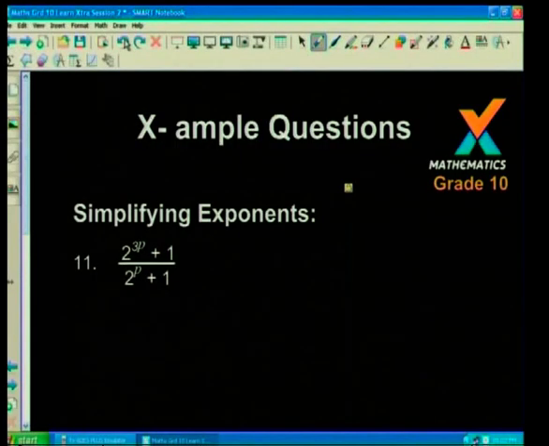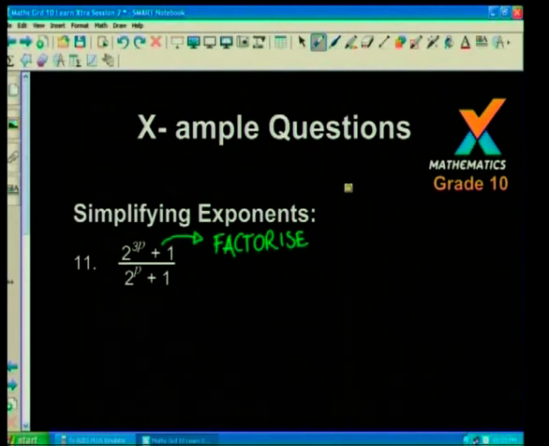Now, once again, this question should be ringing warning bells because of the plus in the numerator and in the denominator. And what does a plus mean? It means you have two terms. And that, of course, means you need to factorize. What were the four different things you could do? You could do taking out a common factor, you could do a difference of two squares, you could do a trinomial, or you could do a sum or difference of two cubes.